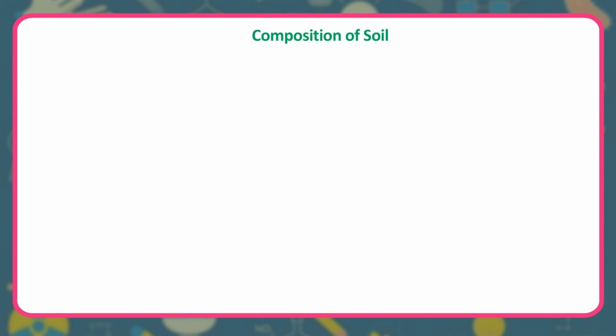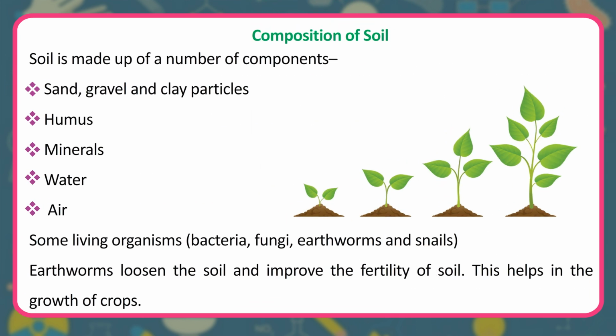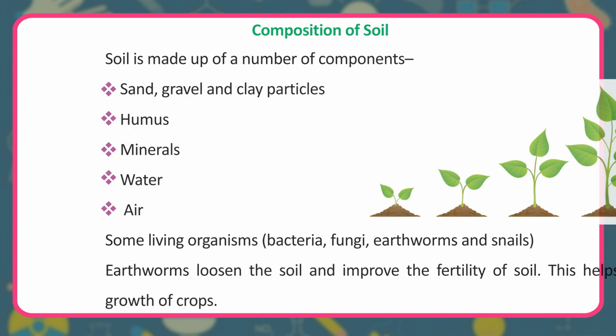Composition of soil. Soil is made up of a number of components: sand, gravel and clay particles, humus, minerals, water, air, and some living organisms, bacteria, fungi, earthworms and snails. Earthworms loosen the soil and improve the fertility of soil. This helps in the growth of crops.